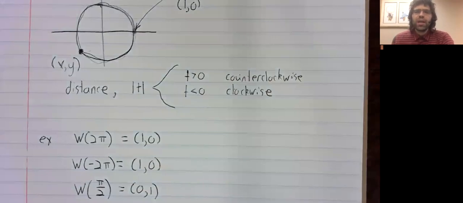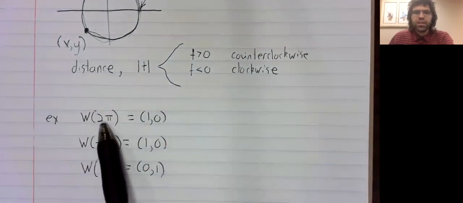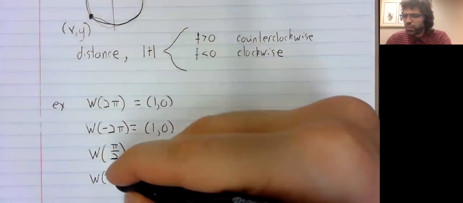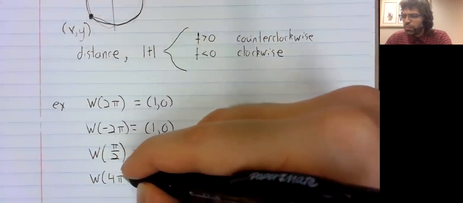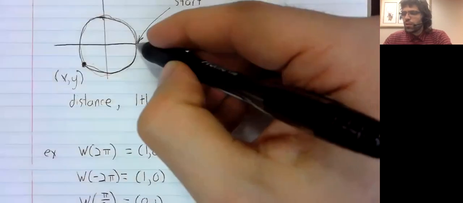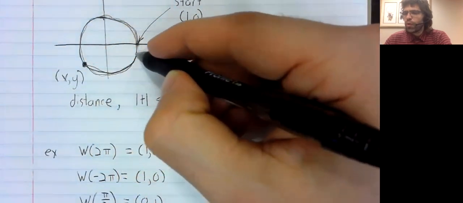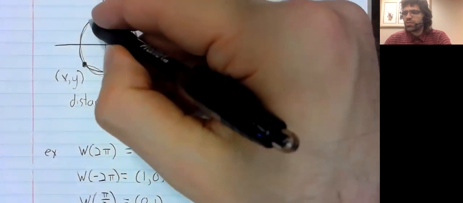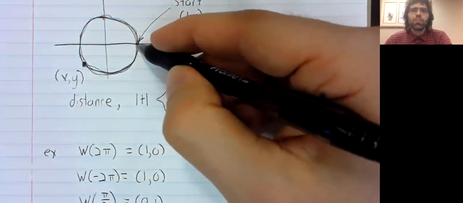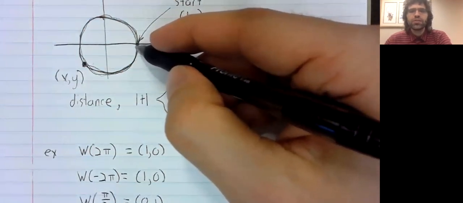It has as its domain all the real numbers, because suppose an input is bigger than 2π, maybe an input of 4π. We walk around the circle 4π units. We wind up somewhere. As it happens, we wind up back at (1, 0).